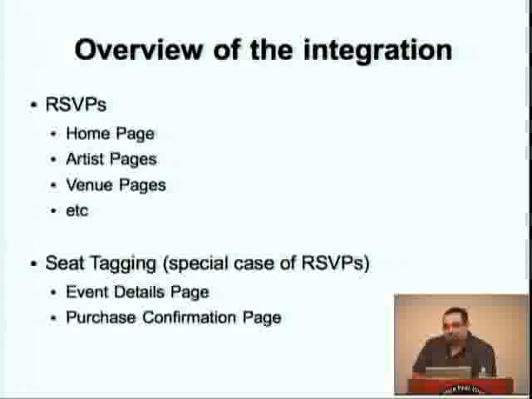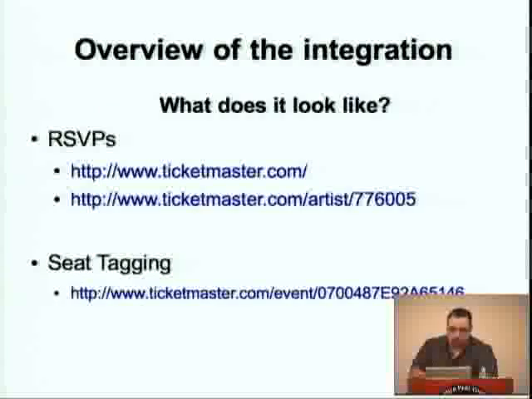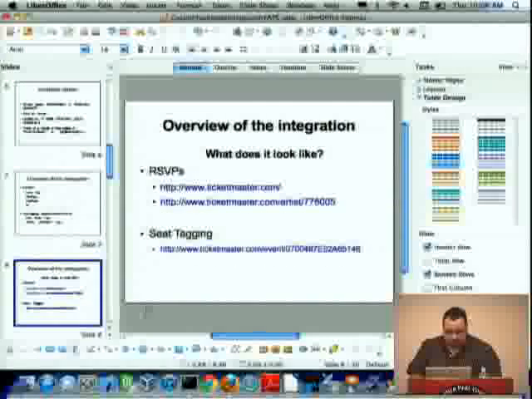Seat tagging can be performed in a couple of places. One is the event details page. And the reason for this, and we'll see it in a minute, is that that's where the actual map is shown, where the user can select where they're sitting. Also, in the confirmation page, after you make your purchase, if you didn't do it in the event detail page, you can do it there. Or after you make your purchase, you can go back to the event detail page and mark what seats you bought and tag your friends and whatnot. So let's take a look at this, see what I'm talking about.